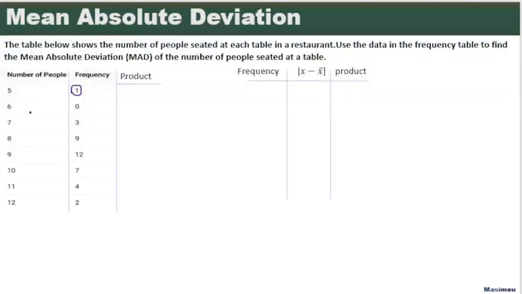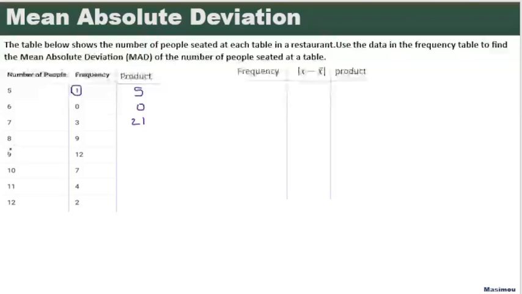So to find all the people at the restaurant, I have to multiply the number of people by the frequency. How many tables with 5 people? I see one table, so I have 5 people here. And how many tables with 6 people? 0 tables. So 0. And how about here? 3 tables with 7 people. So 21 people here.